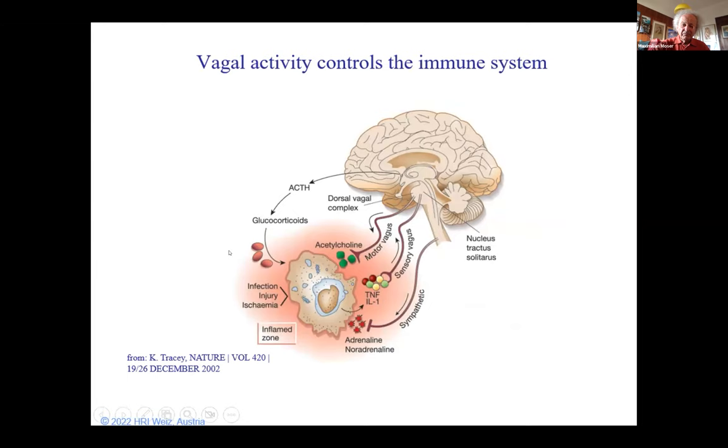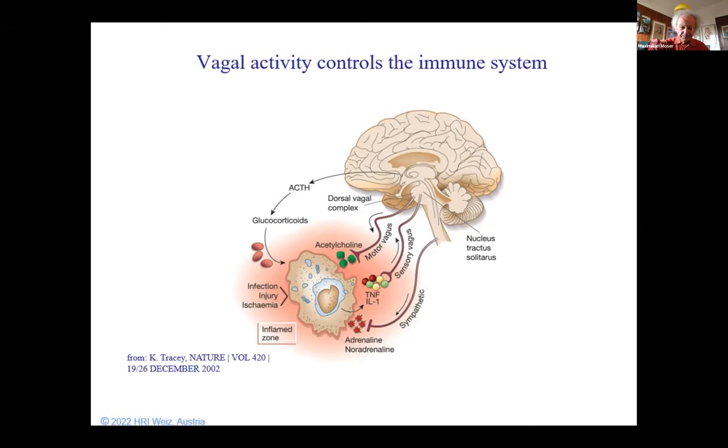There was a finding that vagal activity is very important to control the immune system. The immune system is very wild. It's like a wild wolf, actually, because it has to be strong. It has to be rapid to immediately kill pathogenic germs that come into the body, or even cancer cells.